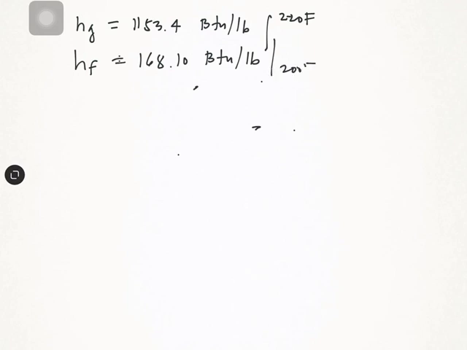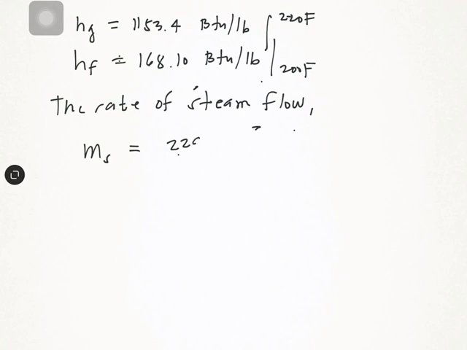So that's the rate of steam flow. Here M_S, we have 229,676 over 1153.4 minus 168.1. Therefore this is 233.1 pound per hour.